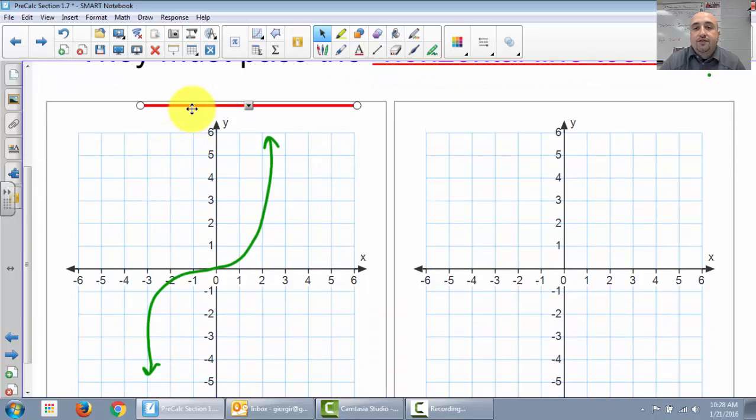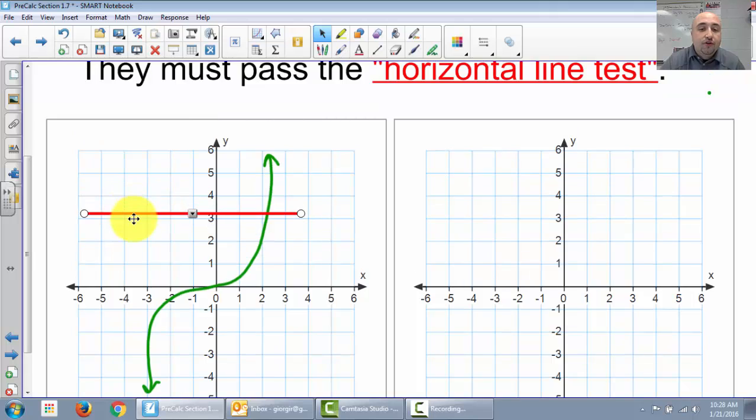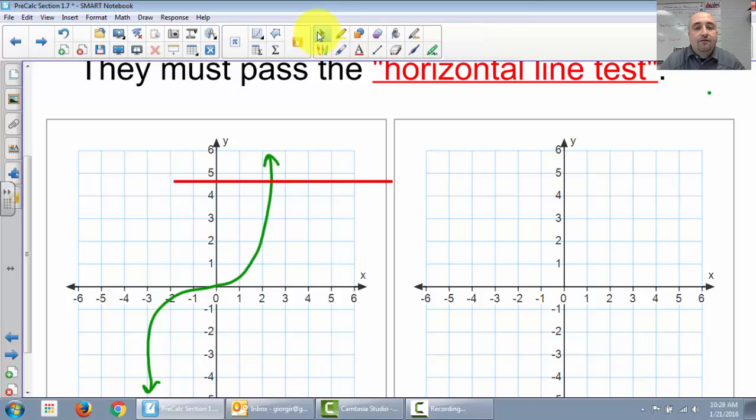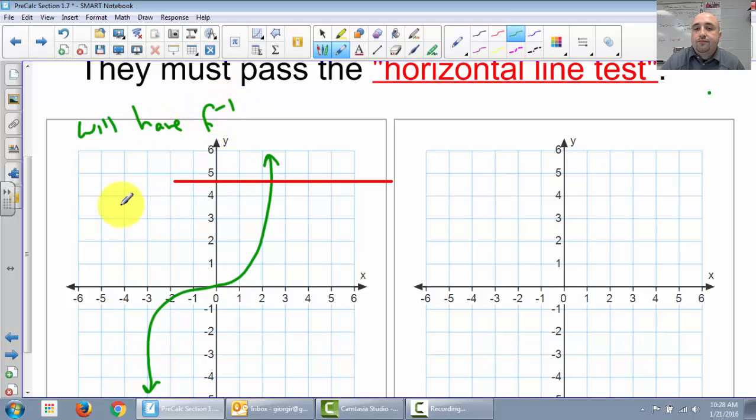Vertical test shows if something's a function. Horizontal line test tells you if a function has an inverse function. So does this graph, this green line, ever touch this red line more than once? Okay, no. It passes the horizontal line test. So this one will have an inverse function.